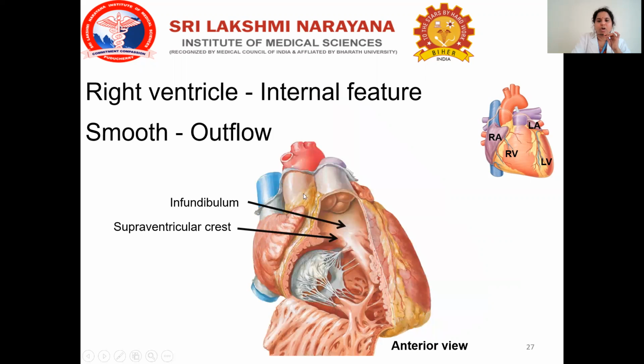Coming to the smooth outflow portion. The supraventricular crest limits the rough inflow from that of the smooth outflow. The smooth outflow part below the semilunar valve forms a funnel-like structure called the infundibulum.